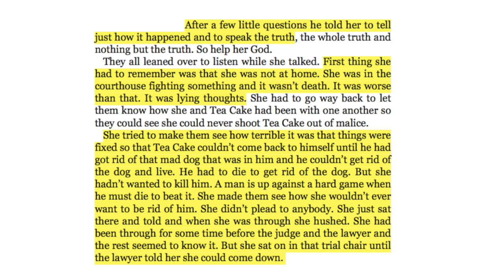On page 188 and 189. After a few little questions, he told her to tell just how it happened and to speak the truth. First thing she had to remember was that she was not at home. She was in the courthouse fighting something, and it wasn't death. It was worse than that. It was lying thoughts. She tried to make them see how terrible it was that things would fix so fast that Tea Cake couldn't come back to himself until he had got rid of that mad dog that was in him, and he couldn't get rid of the dog and live. He had to die to get rid of the dog.